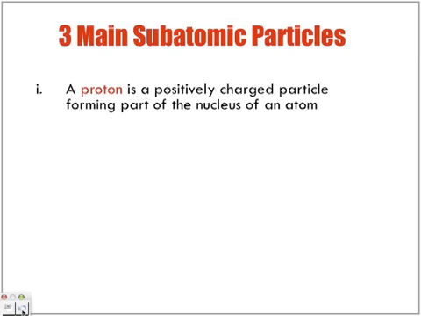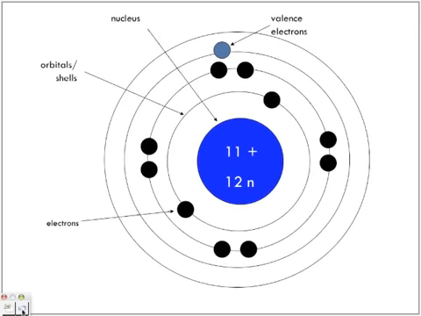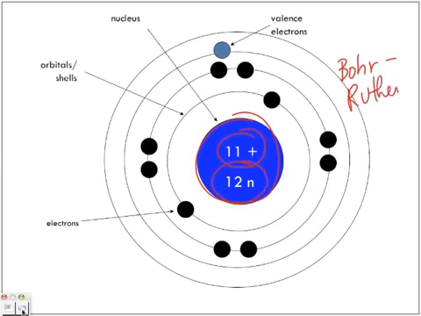So, let's look back at the diagram. This diagram, because we have labeled the nucleus with the number of protons and the number of neutrons together, is what we call a Bohr-Rutherford diagram. So be careful if you're asked to draw a Bohr-Rutherford diagram.